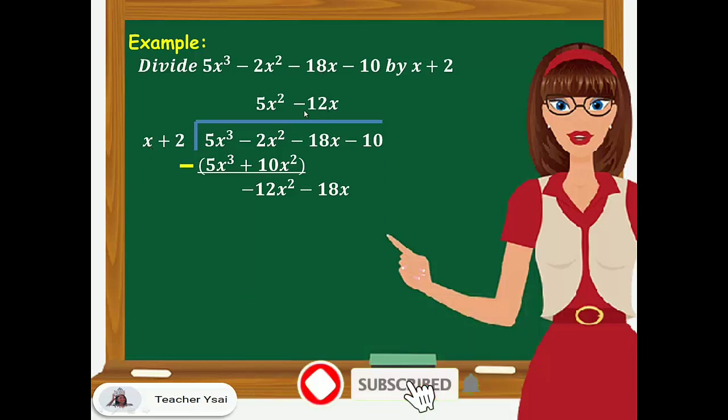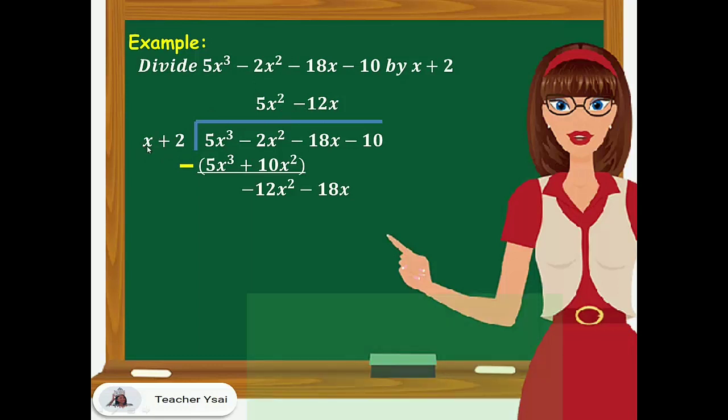Then multiplying negative 12x to the divisor, we have negative 12x times x is negative 12x squared. Negative 12x times 2 is negative 24x. Then we'll proceed to subtraction. Negative 12x squared minus negative 12x squared, that's 0. Negative 18x minus negative 24x is 6x. Then bring down negative 10.